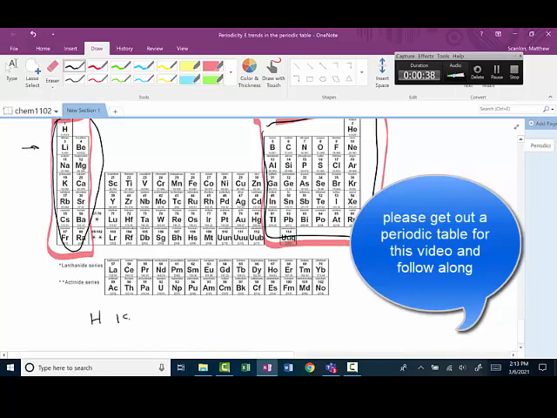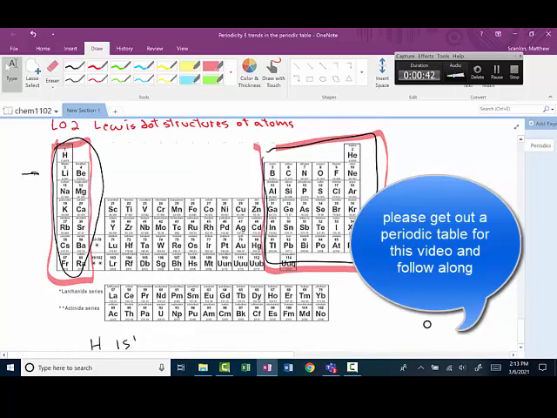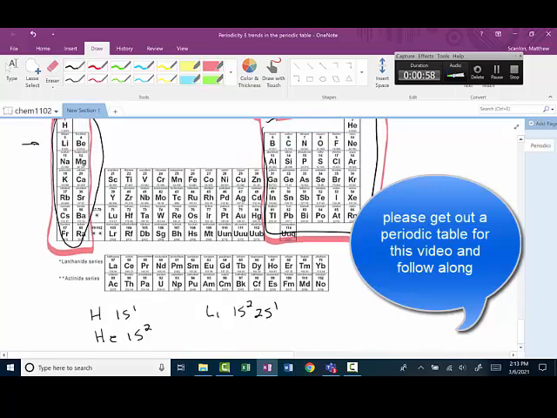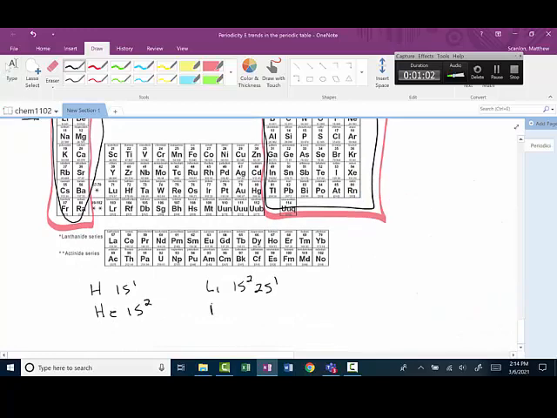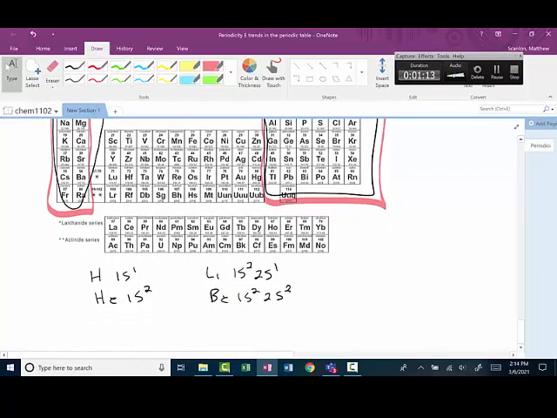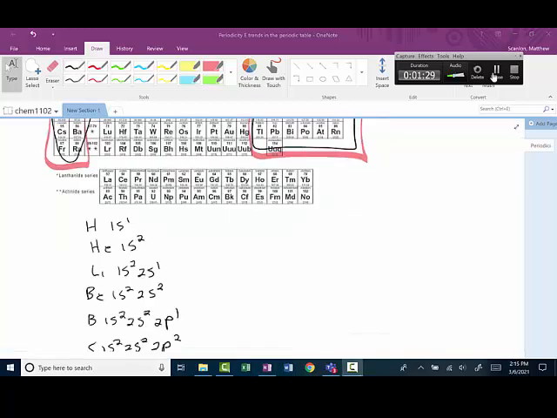Hydrogen is 1s1. Helium, if you remember from 101, is 1s2. Lithium is 1s2, 2s1. If you haven't figured it out, stop the video and get a periodic table out. Beryllium is 1s2, 2s2. Boron up here, carbon, nitrogen. So boron is 1s2, 2s2, 2p1. Carbon 1s2, 2s2, 2p2. So I've rearranged and put them in a different position so this works a little better.